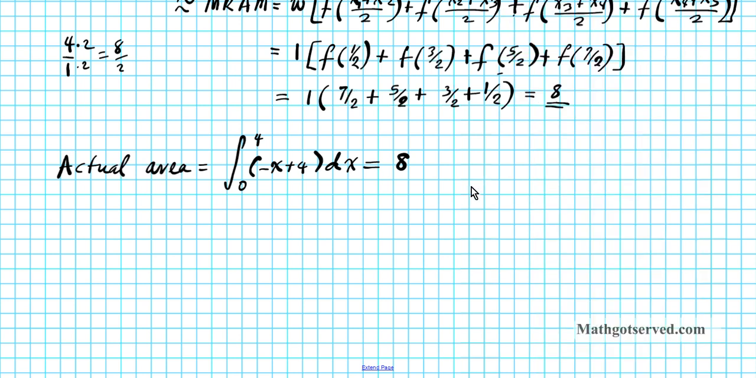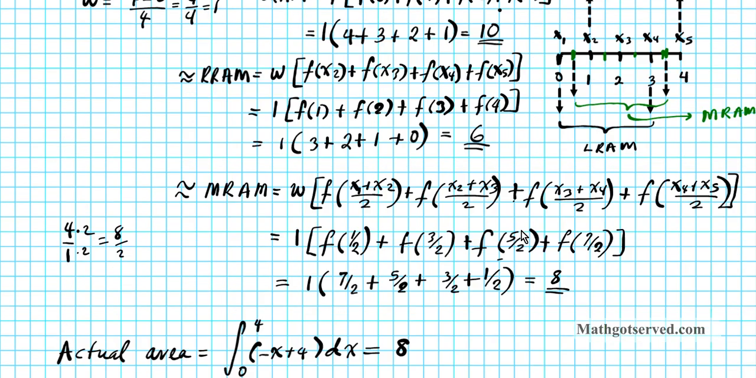Now if you look at this, we can clearly see that the LRAM was an overestimate, the RRAM was an underestimate, but the MRAM turns out to be the exact answer. That happens to be the case here, but this is not always the case. For linear functions, you have a situation like this. The MRAM did an excellent job here. It was an exact answer. Now let's look at the geometric or graphical representation of all these computations we just did.